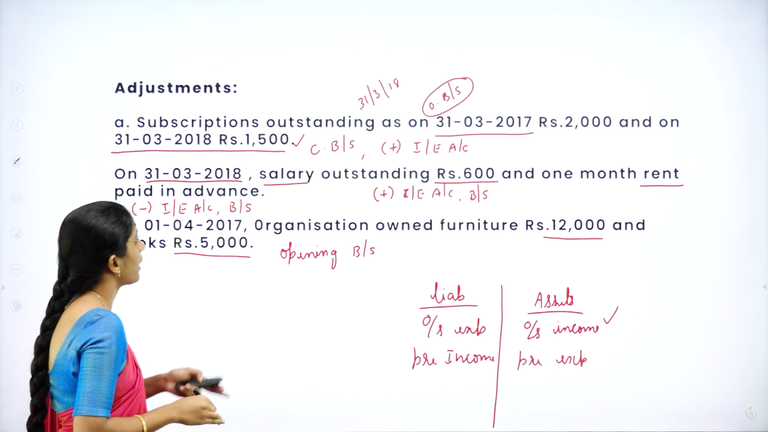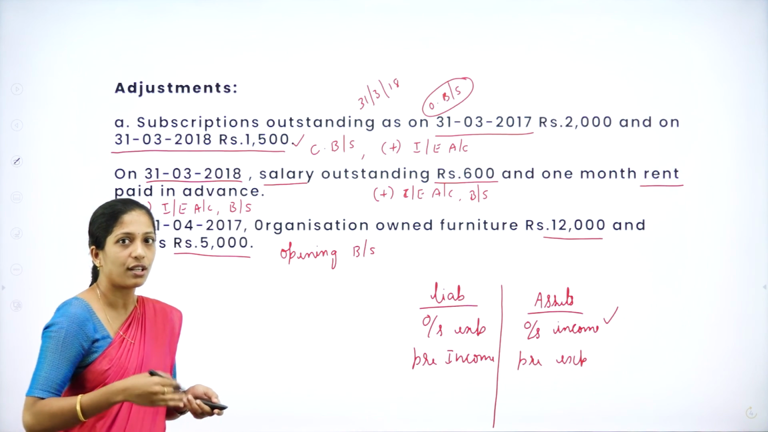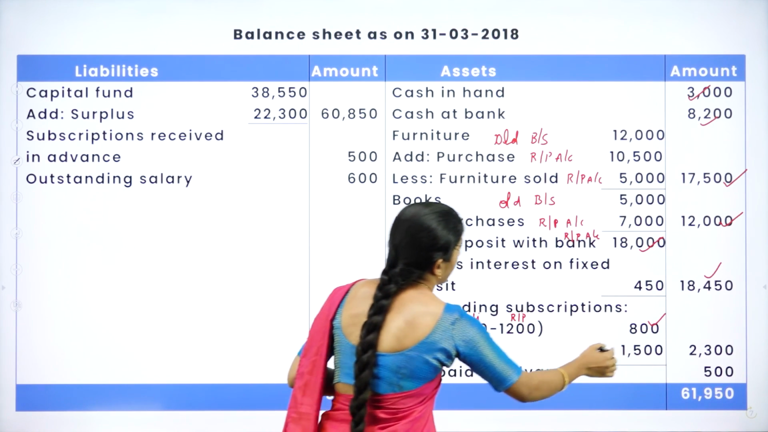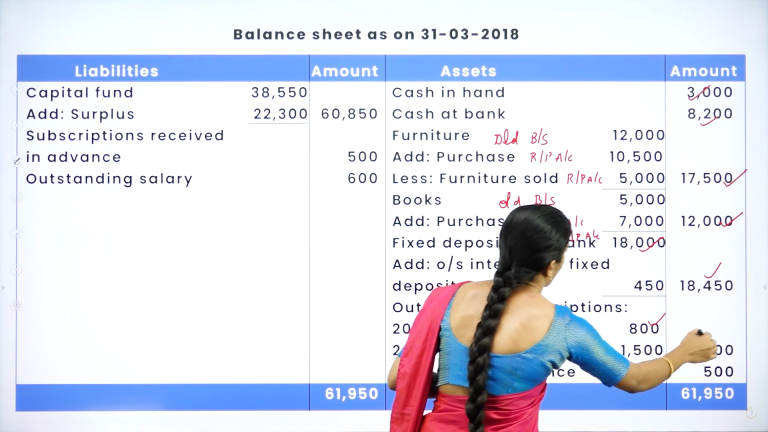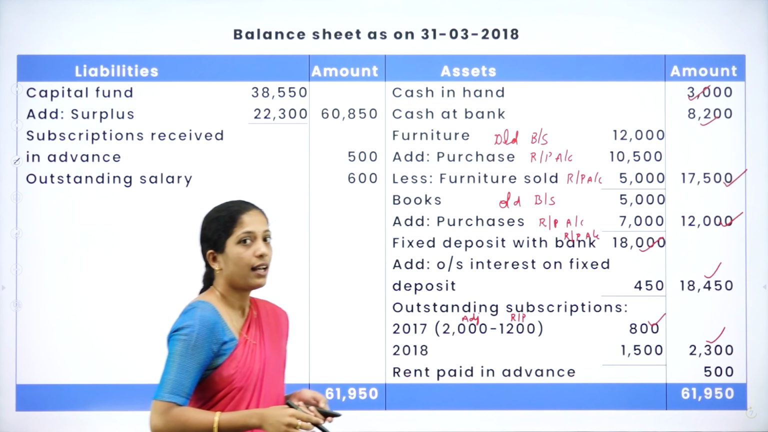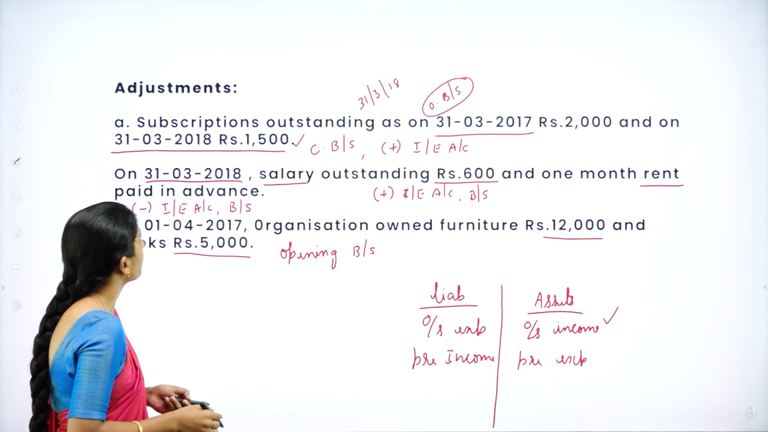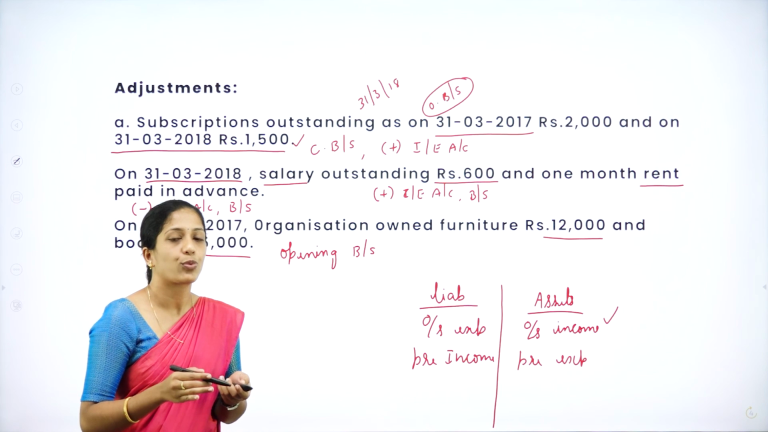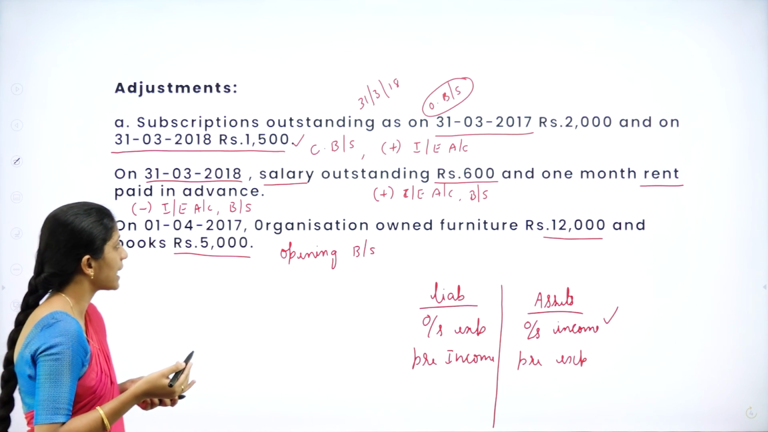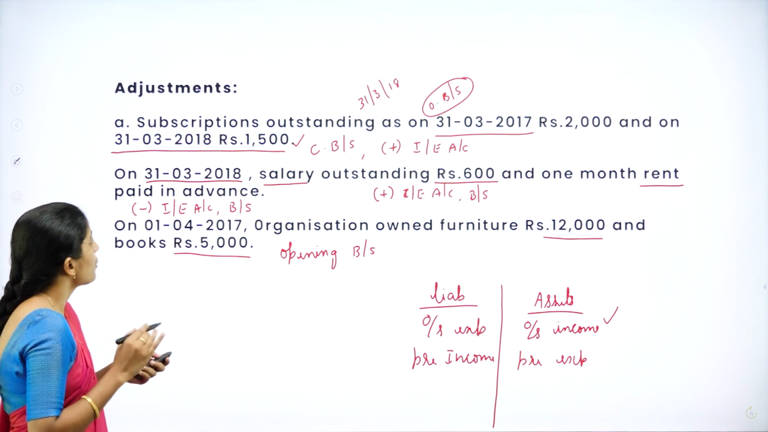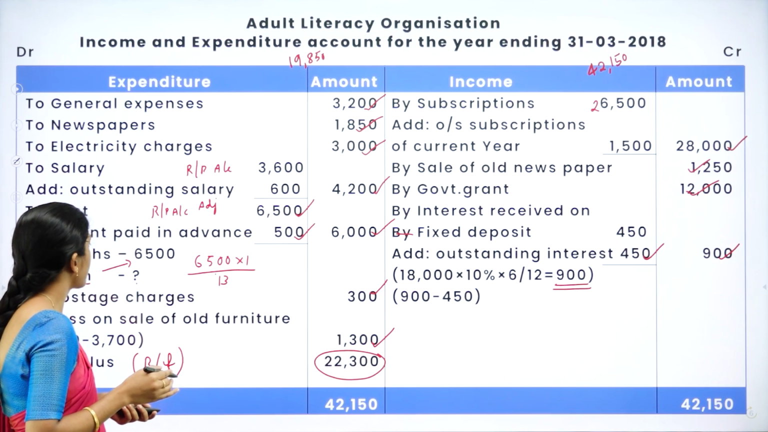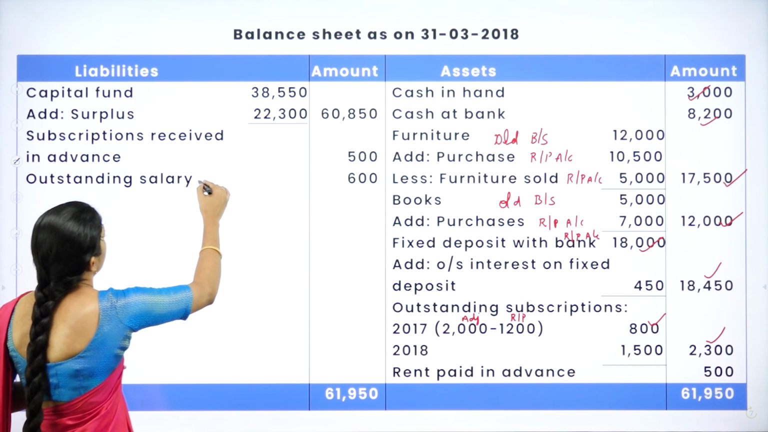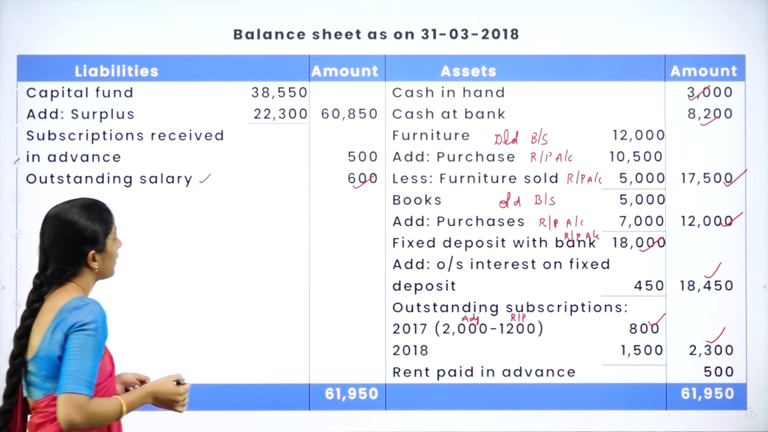Next, subscription outstanding of the current year. So subscription outstanding of current year is how much? That is 1,500. So we have to record that also. So 2018, 1,500. So when you total, you will get 2,300. Next adjustment, salary outstanding 600. So outstanding salary is what? It is an expense, outstanding expense. So where we are going to record? So we are going to record under the liability side of the balance sheet. So that is outstanding salary 600.